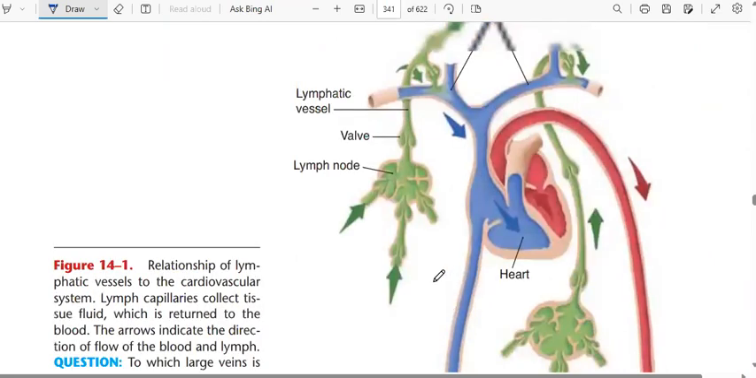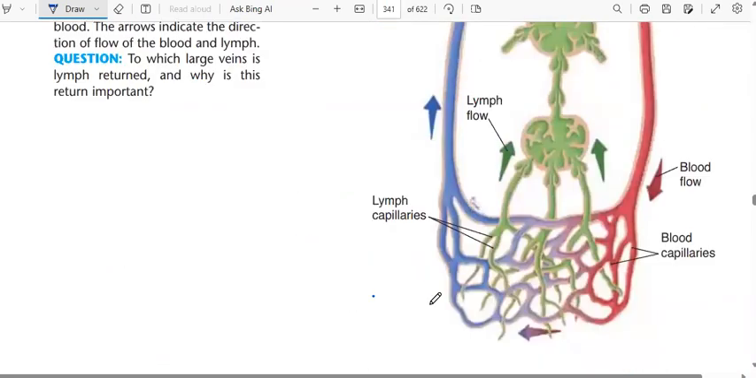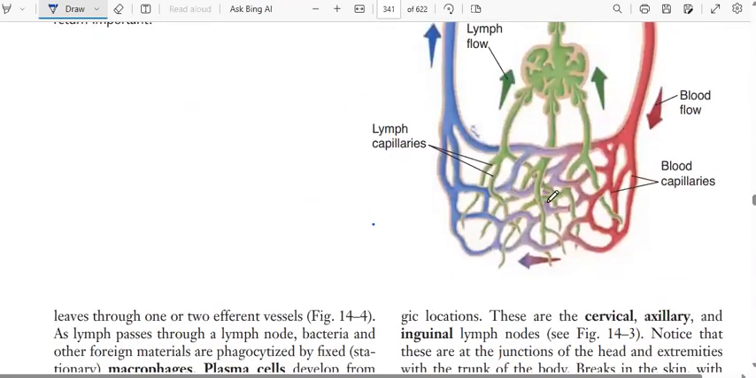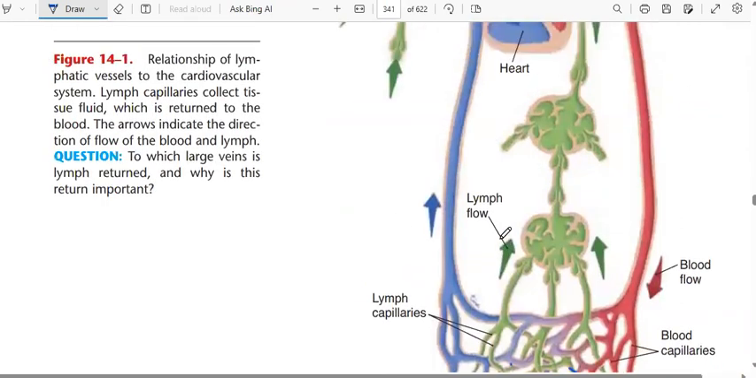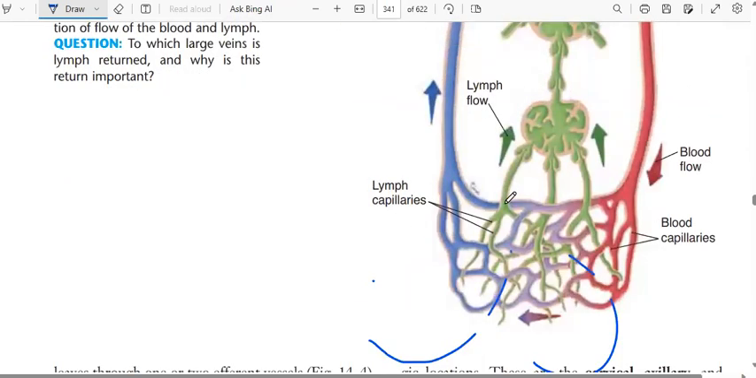So here the example is given. You can see that from the lower level we have lumbar vessels here. From that lower level, the lower extremities, lymph is reaching here, and after that it will be given to the veins, and lymph will reach the veins and go through the veins.